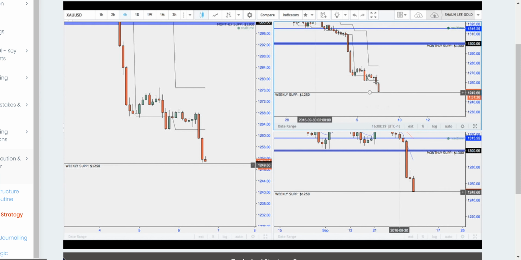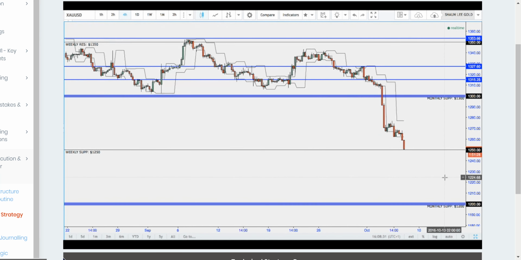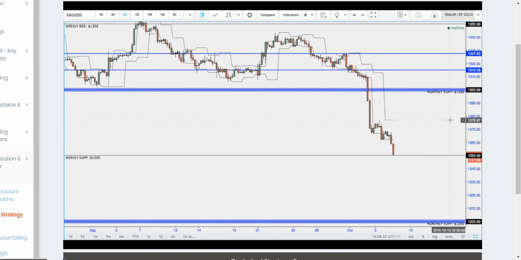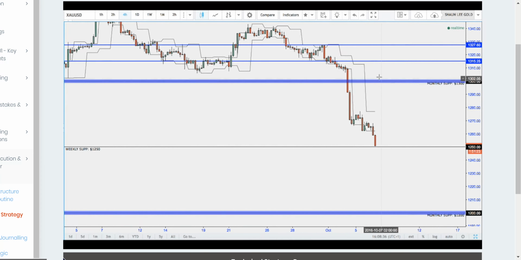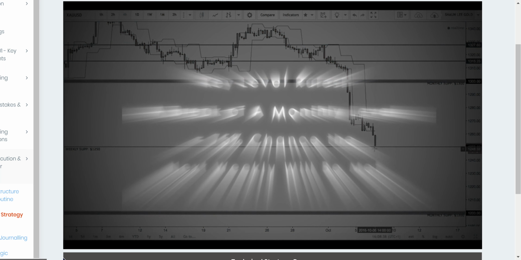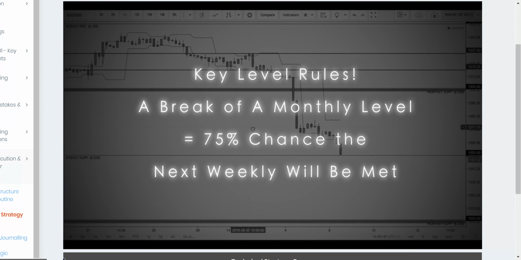If I go to gold now, gold, remember the rules. I'll give you all of the gold levels, guys, 1250s. Remember the rule of if a monthly area breaks, the weekly is the next area of support. Look at the violent breakout we had on gold here.